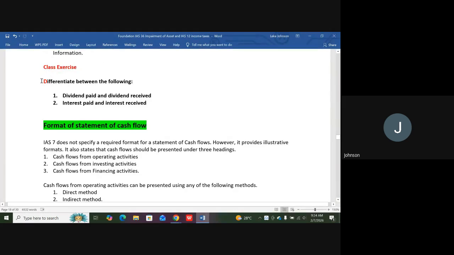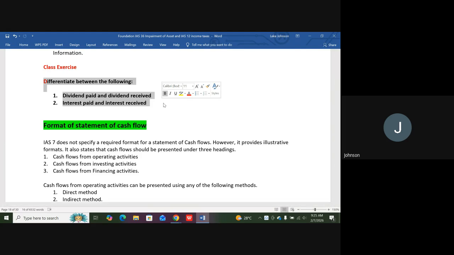So differentiate between dividend paid and dividend received. What kind of activity is it, and when do we receive and when do we pay? Then also talk about interest paid and interest received. What kind of activities do they fall under, and when do we receive that, and when do we pay that? So quickly, let's do that.